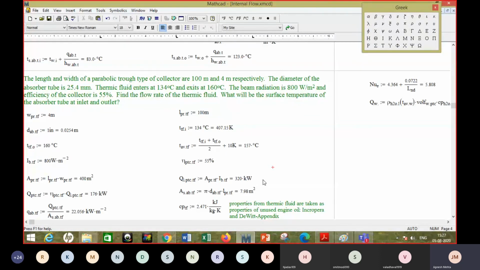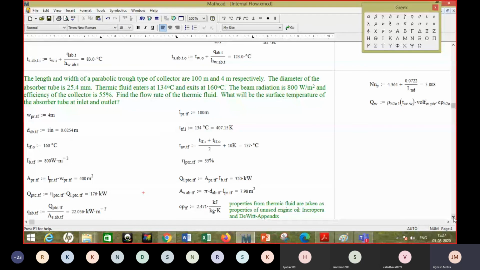The heat that is striking the collector. So the efficiency is given 55%. So 55% of this 320 kilowatt is what is actually going into the thermic fluid. So this Q, what is going into the thermic fluid, is efficiency into the input energy. So what is going into the thermic fluid is 176 kilowatt.